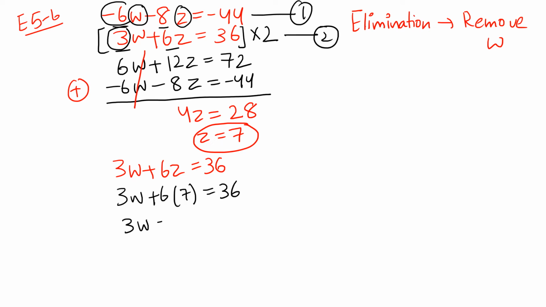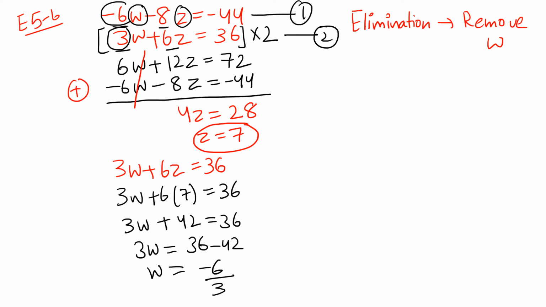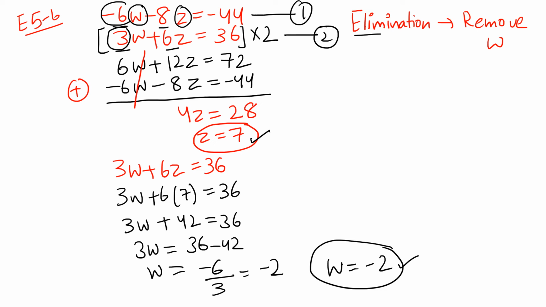So 3w plus 42 is equal to 36, or 3w is equal to 36 minus 42, which is minus 6, and I divide by 3. So this is minus 2. So w is minus 2. So we have got the value of both the variables z and w. This is how you use elimination.